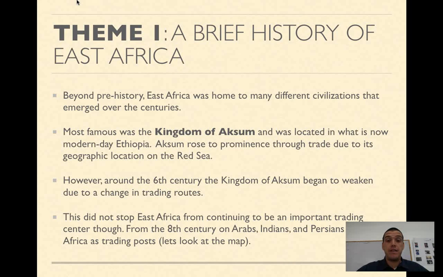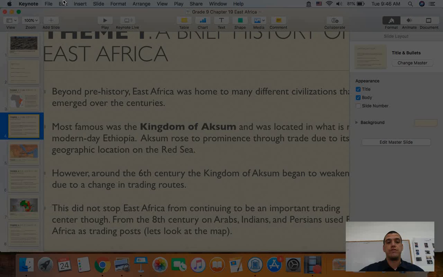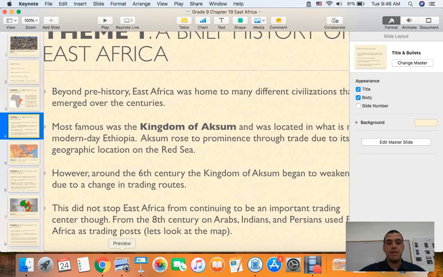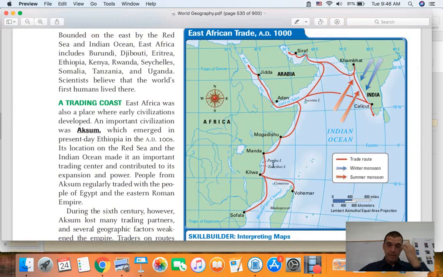However, despite the decline of the Kingdom of Aksum, East Africa continued to be an important trading center. From the 8th century on, the Arabs, Indians, and Persians used East Africa as trading posts. So if we can look at a map here, and this is in your book. Here are some of the trading routes. So the Kingdom of Aksum is here, and I'll show you another map of the Kingdom of Aksum. So we're talking right here.